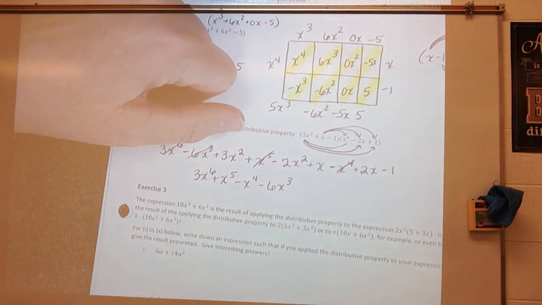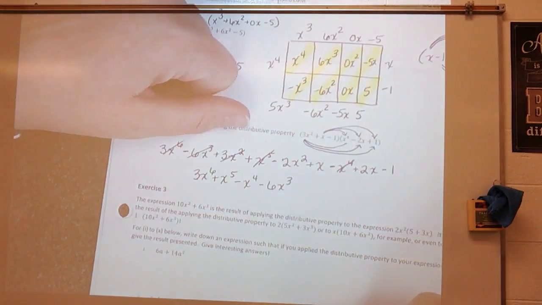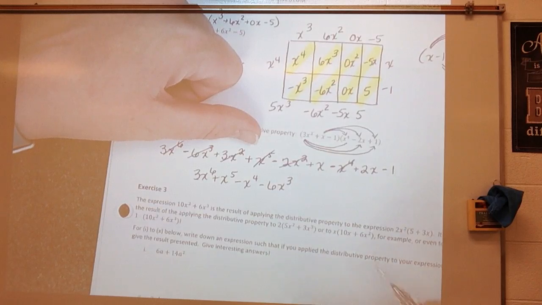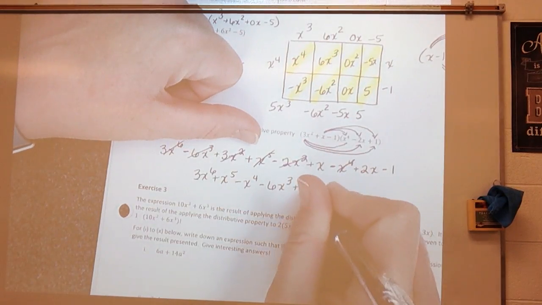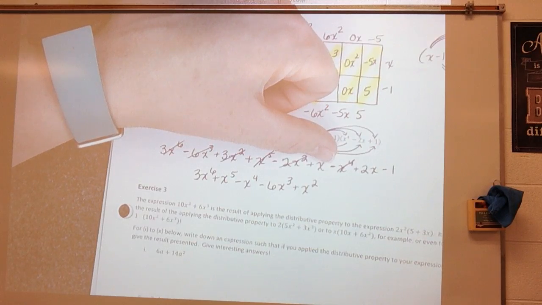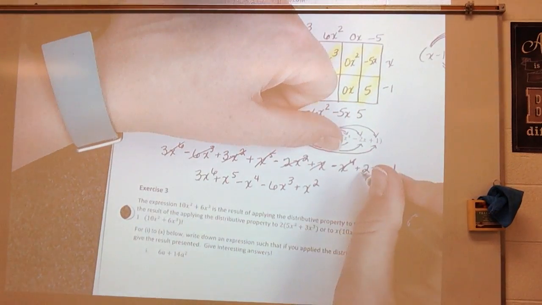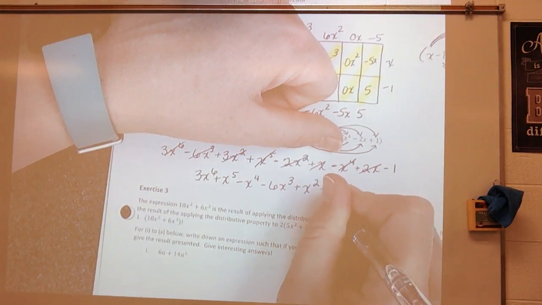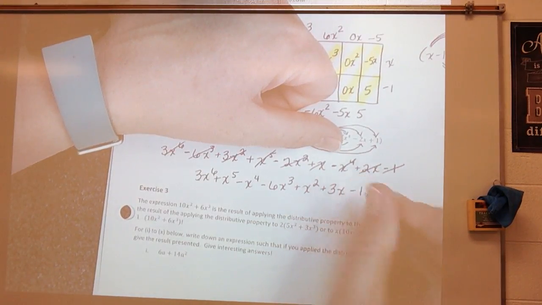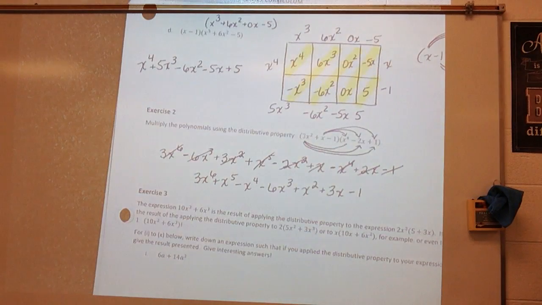Now I'm going to look at my x squared. So I have 3x squared and negative 2x squared, which gives me 1x squared. Now I'm going to look at just my x to the first powers. So I have 1 plus 2 is 3. And then any number that doesn't have an x is a negative 1. So there's my answer.